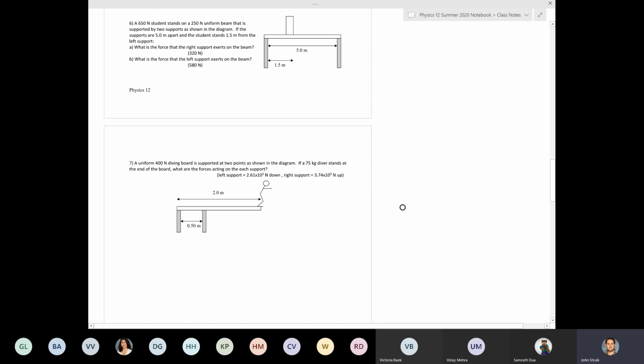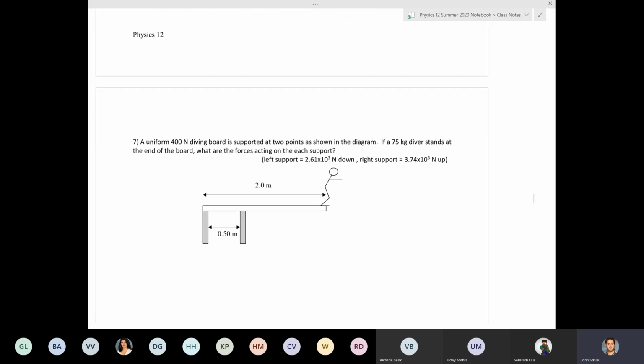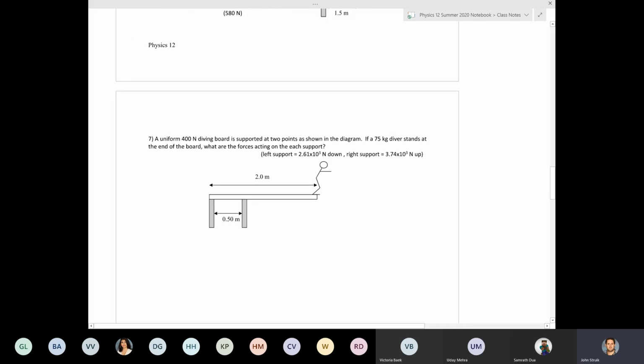The reason number 7 is difficult is because it doesn't tell you where the pivot should be, so it's a little bit more difficult. So: a uniform 400 Newton diving board. The diving board itself has mass. It is supported at 2 points as shown in the diagram. If the diver stands at the end of the board, what are the forces acting on each support? What I want to do first is figure out where all my forces are, but I'm not quite sure what the forces are doing at both supports.